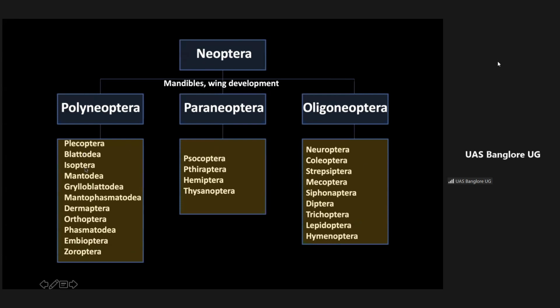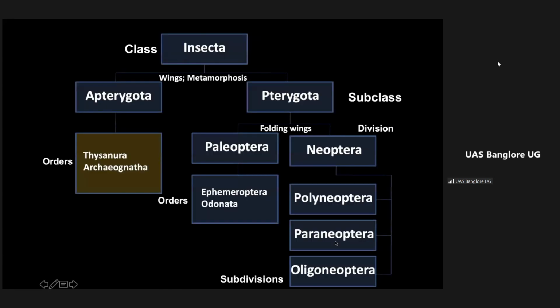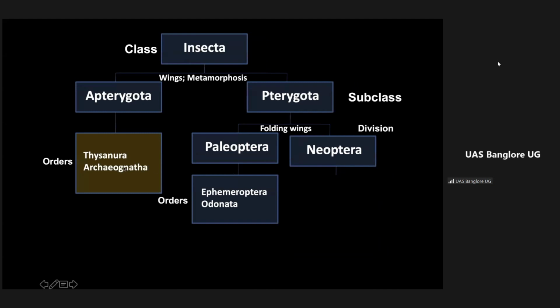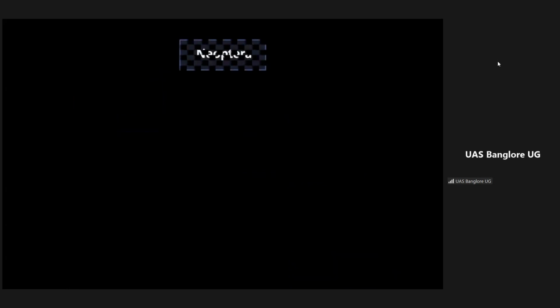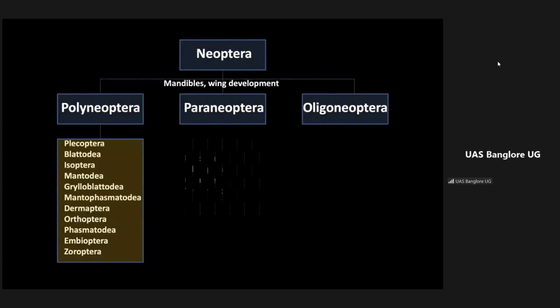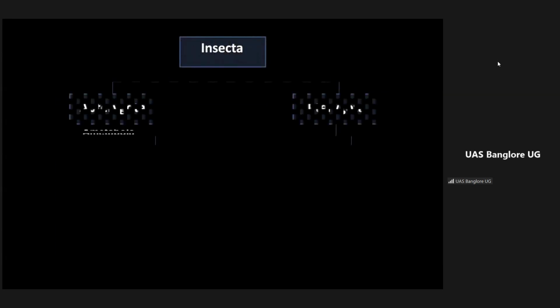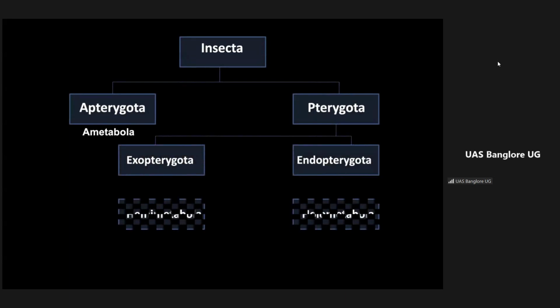So you can see 1, 2, 3, 4, 5, 6, 7, 8, 9, 10, 11, 12, 13, 14, 15, 16, 17, 18, 19, 20, 21, 22, 23. So 23 insect orders, then 24, 25, 26, 27, and 3 non-insectan Hexapoda. So there are nearly 30 insect orders, and you should be able to remember all the characters of the 30 insect orders. I don't know how you are going to remember, but you need to remember them. We'll see how you are going to remember it.